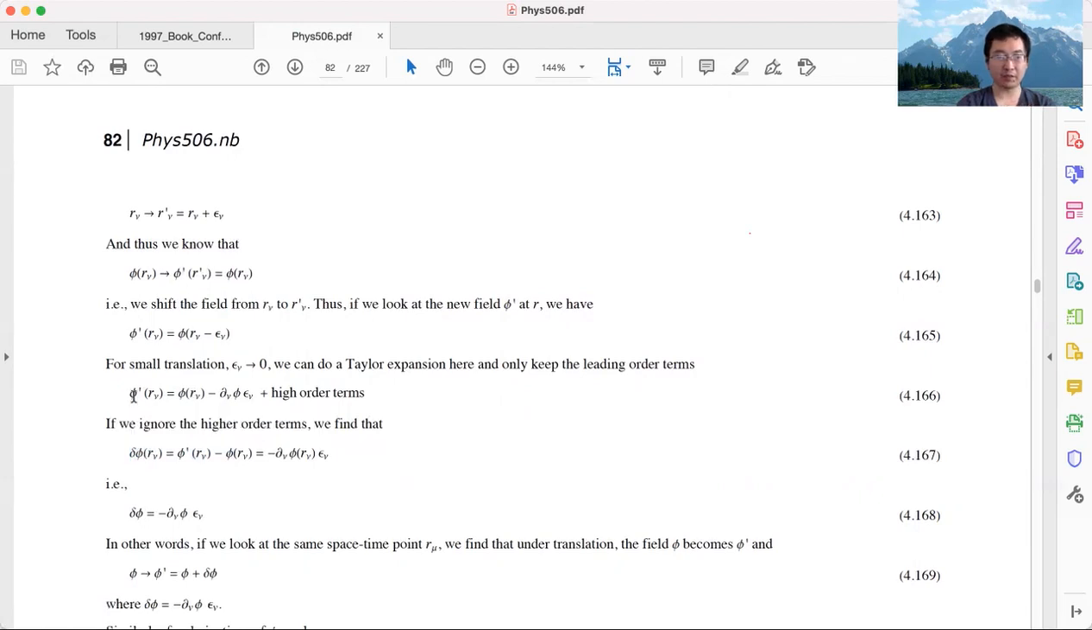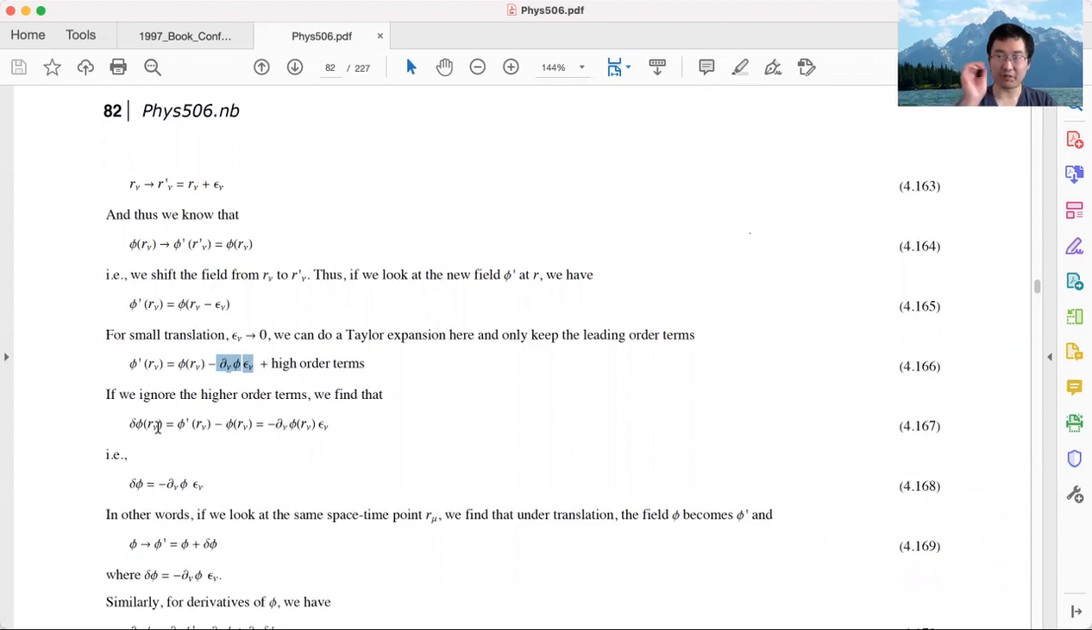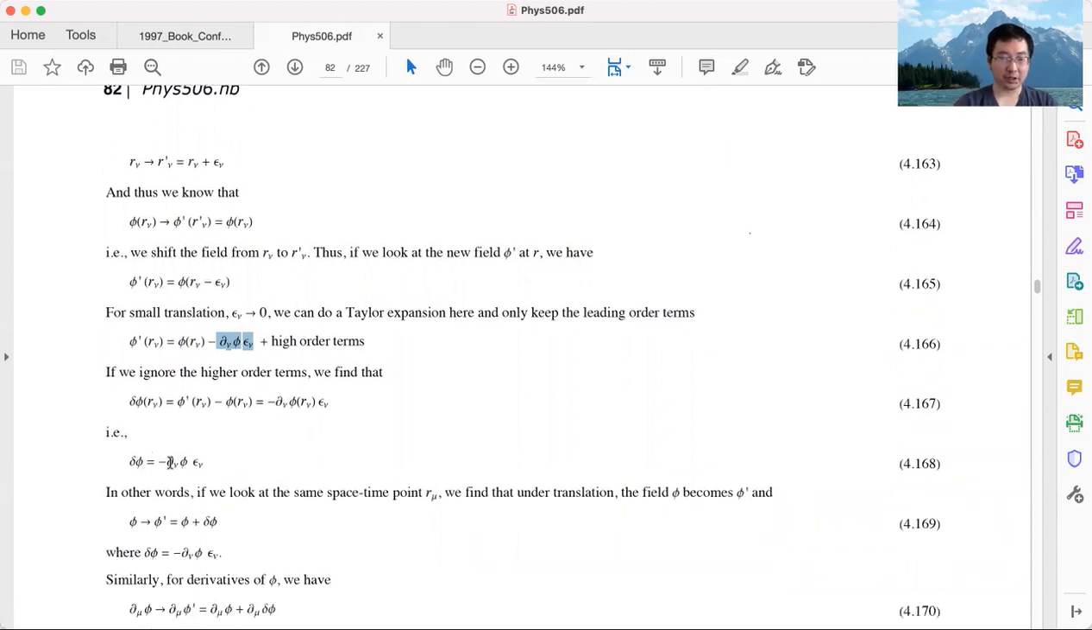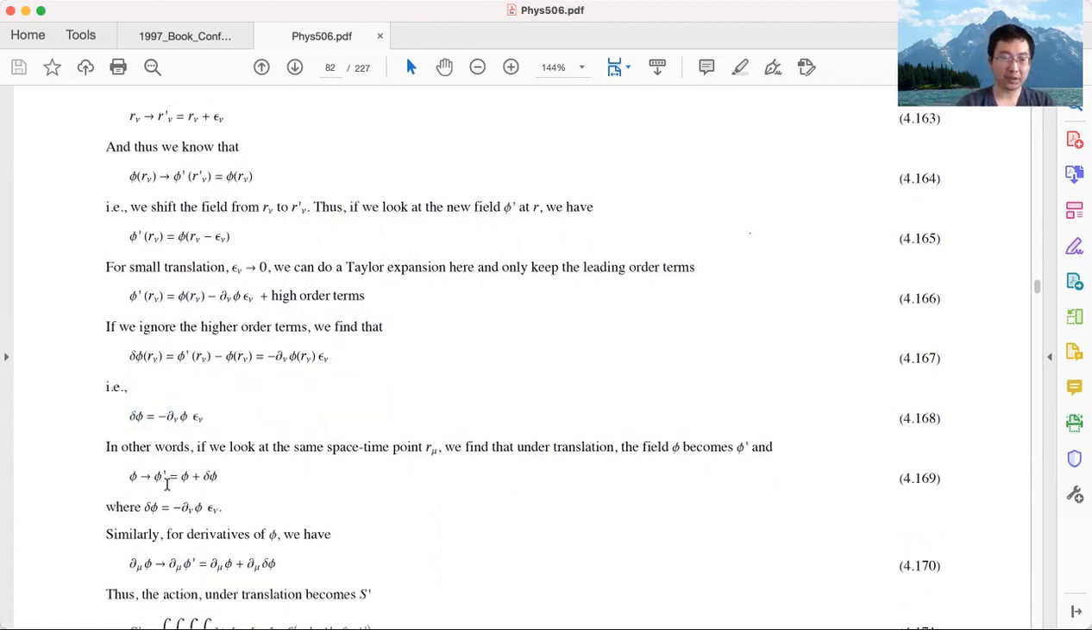Okay? And from this relation, we can immediately write down that delta phi is just this term: minus gradient of phi times epsilon. Epsilon is how far I translate, and I assume epsilon is small because I'm looking at a small translation. Okay, so that is the change of field. If I do the translation and look at the same point, the function phi changes by this amount at the same spot. Okay.